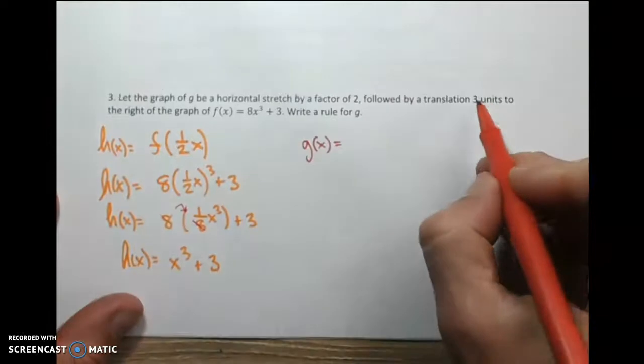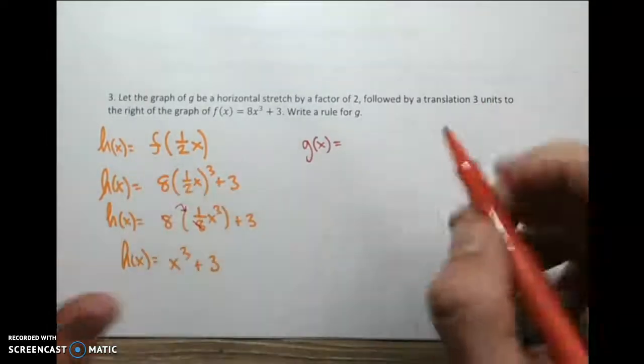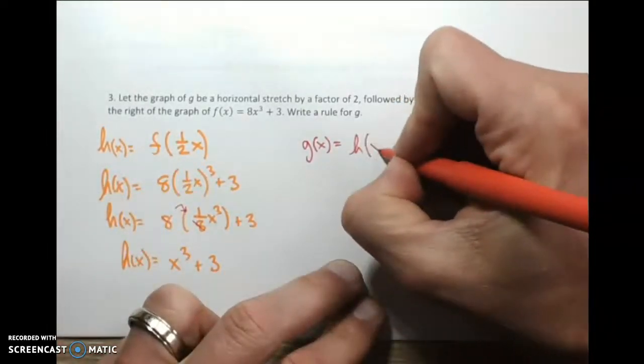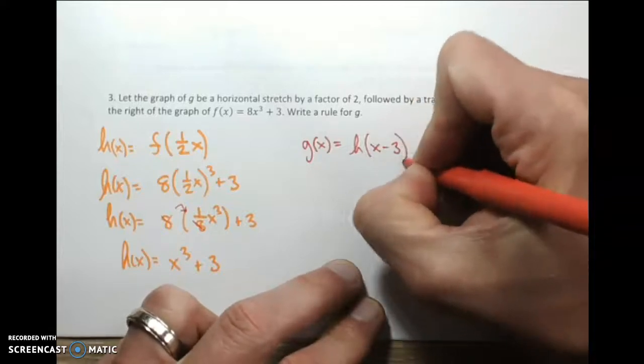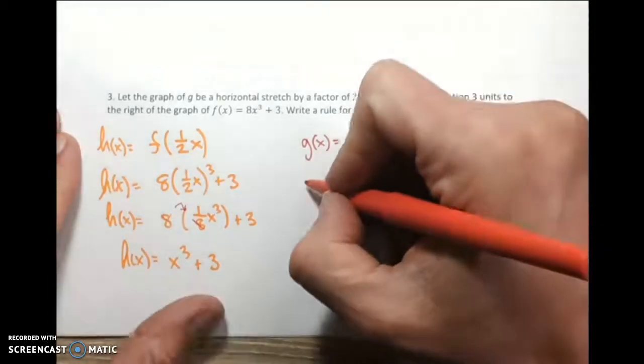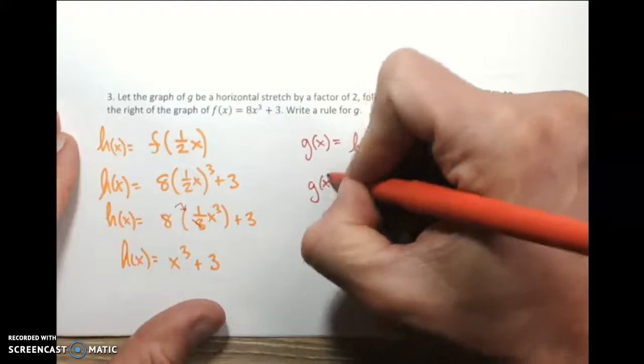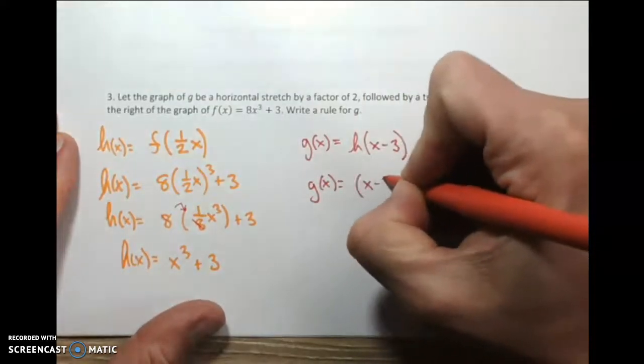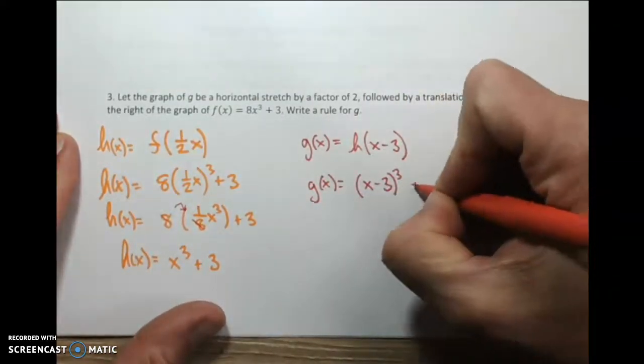G of x is a transformation 3 units to the right, so that is h of x minus 3. Okay, x minus 3, again, horizontal shift is counterintuitive, so going to the right is x minus 3. Plug it on in. So now I have g of x equals the quantity of x minus 3 cubed plus 3.